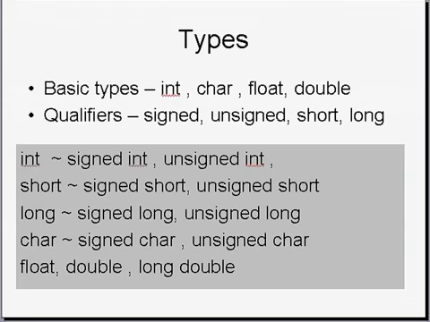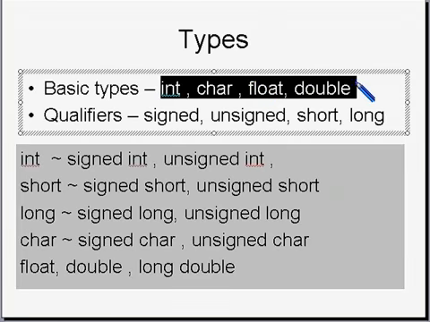Now let's talk about the different types of variables that can exist. In C programming, there are only four basic types of variables. They are int, char, float, and double. All your integers you can store in int. That means all your numbers from 1 to 100, 200, or whatever the range of int is, which I'll talk about later, can be stored in int.